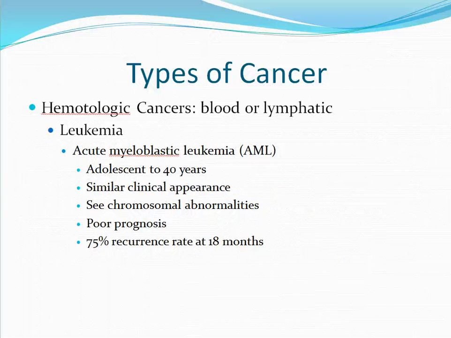Acute myeloblastic leukemia, AML. This is common in adolescents up to about 40 years of age. It has a similar clinical appearance to acute lymphocytic leukemia, with the addition of chromosomal abnormalities. This form of leukemia has a very poor prognosis. 75% experience a recurrence about 18 months after therapy.